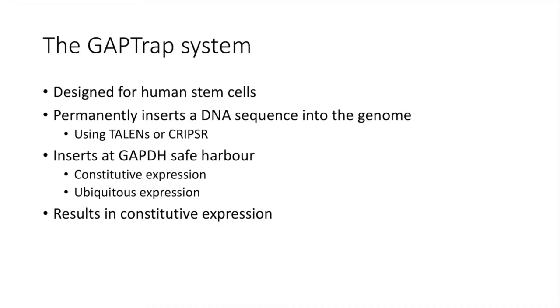GAPDH is a housekeeping gene, which means it is expressed constitutively, or at a high constant level. And GAPDH is one of the enzymes required for glycolysis, which also means that it is expressed ubiquitously in pretty much every cell type. And this is what makes the GAPTrap expression system suitable for use in stem cells. Whatever gene you put in there, you can get consistently high expression, and if you differentiate the stem cell into another cell type, then that expression will continue.